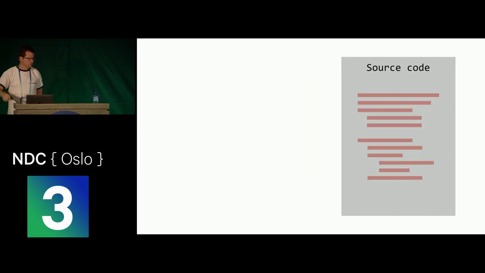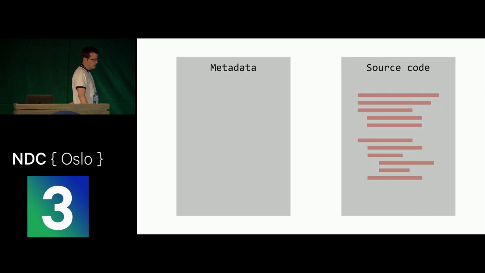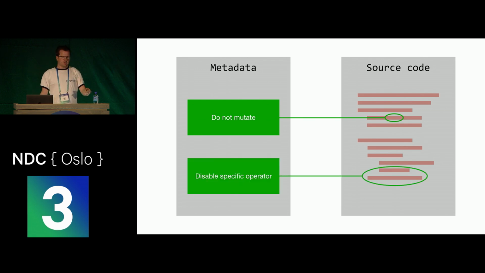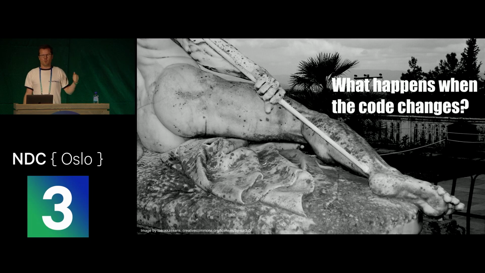So the idea, very straightforward. You've got your source code, and you've got some external file containing the metadata, and it says, at this place in the source code, don't do mutations. At this place in the source code, disable a certain kind of operator. And this by itself is very simple, but it still doesn't address the key question: what happens when the code changes?